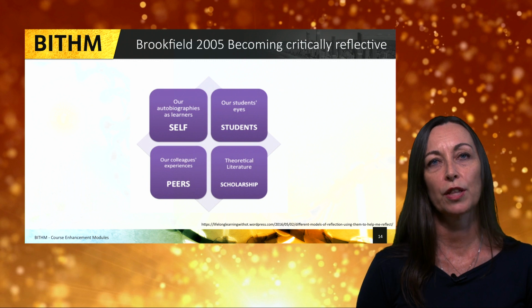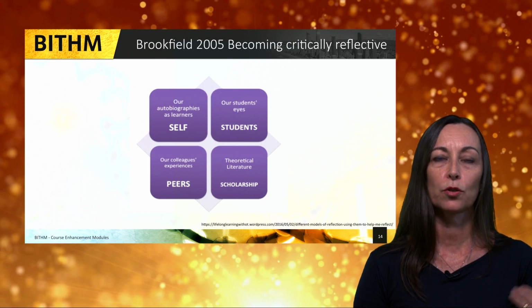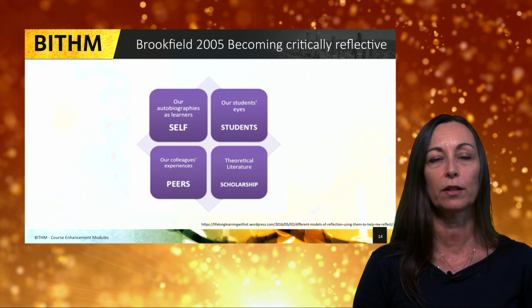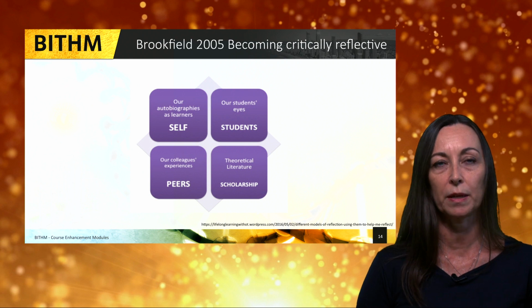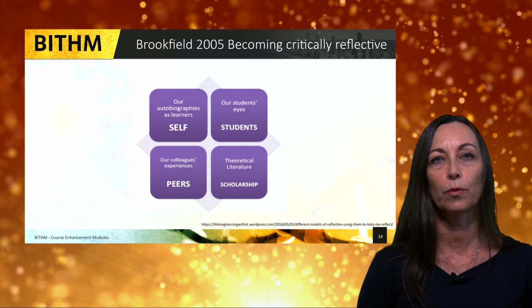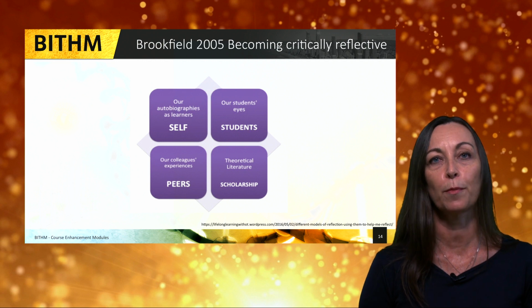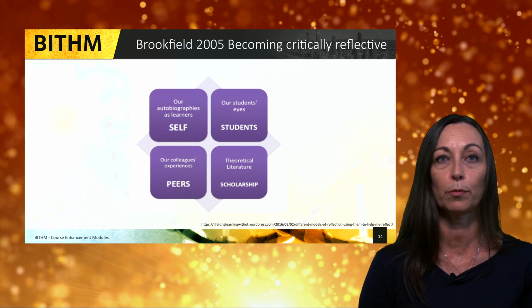We come to Brookfield's 2005 Becoming Critically Reflective, and this is where Brookfield describes that there are 4 lenses we can actually do reflections on our practice. We can look at it from our own perspective, that's the self, and we can then evaluate and reflect on what's been happening in our practice and can go to that deeper level. We can also gather information from students and from peers and their own feedback about our particular practice. And lastly, we can access information around scholarship or a theoretical perspective on this particular practice that we're doing.